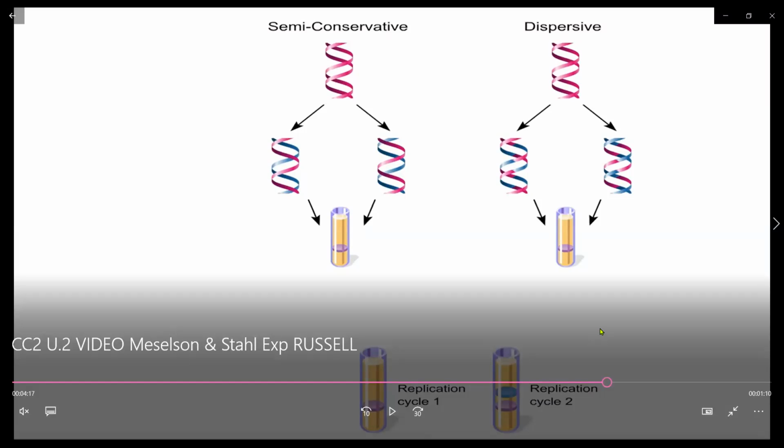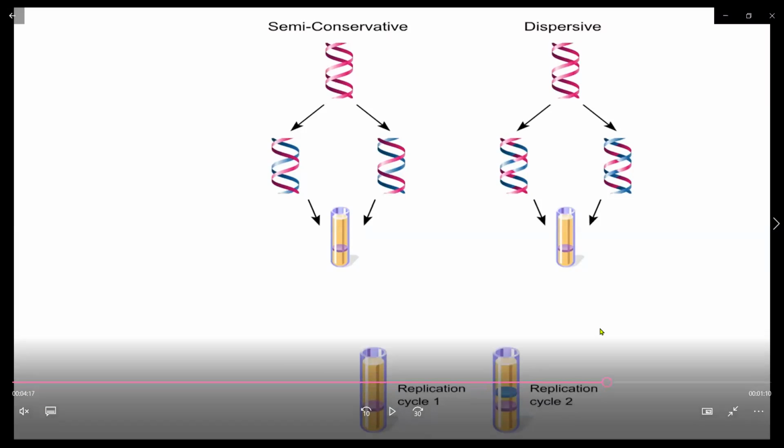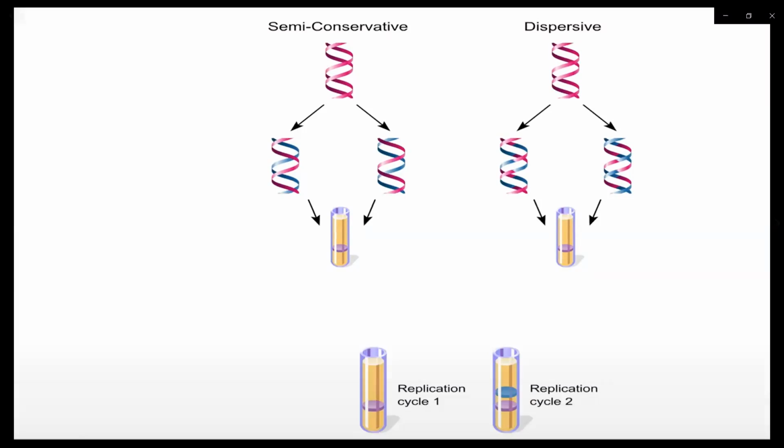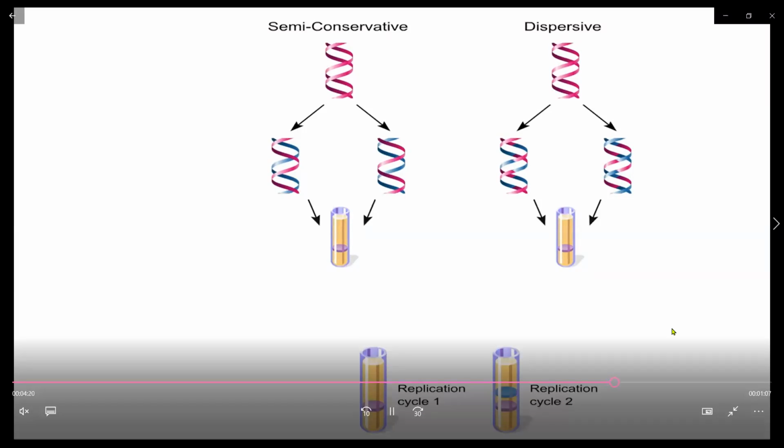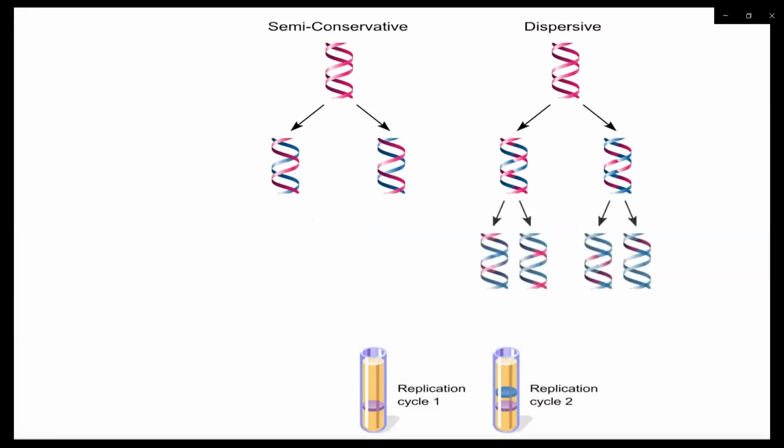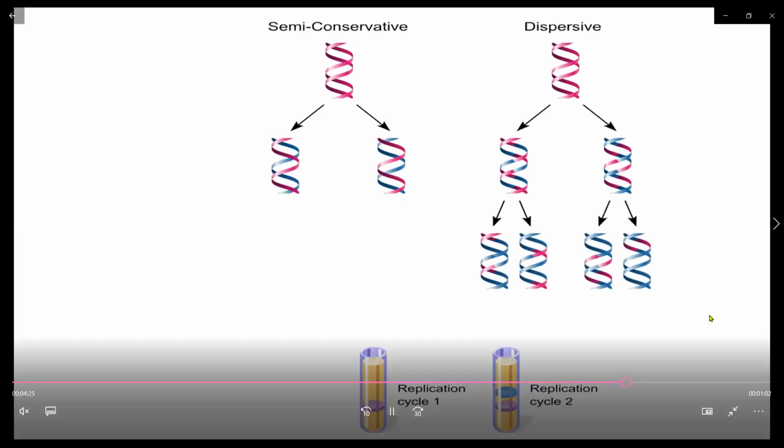So for the second cycle of replication, the result that was observed was one light band, that is, the DNA contains only 14N strands, and the other was the intermediate band, where the DNA contains one strand of light nitrogen and the other of heavy nitrogen. Now let's see how this happens. So now we are moving on to replication cycle 2.